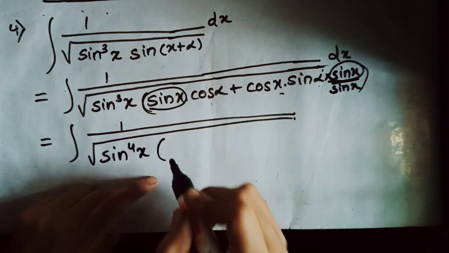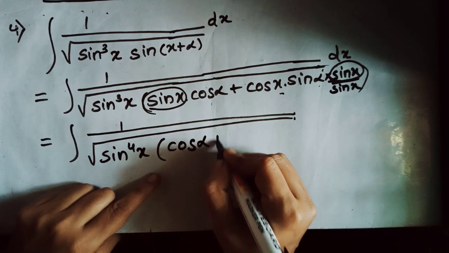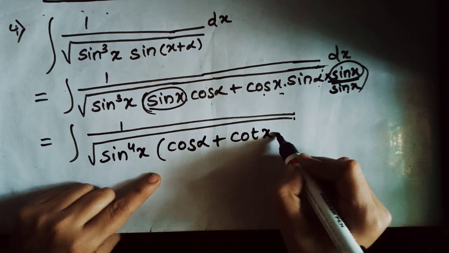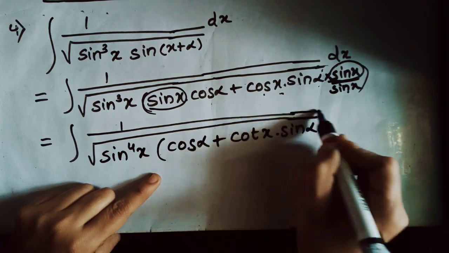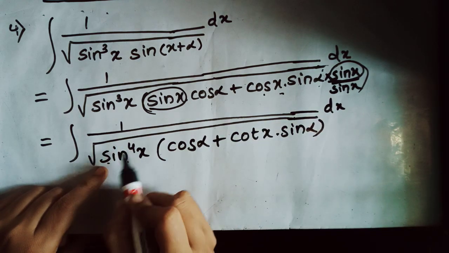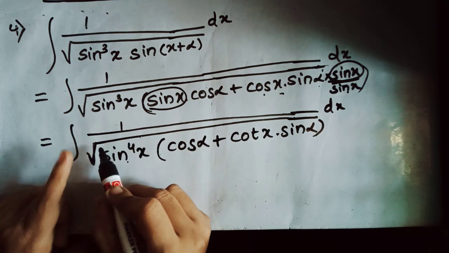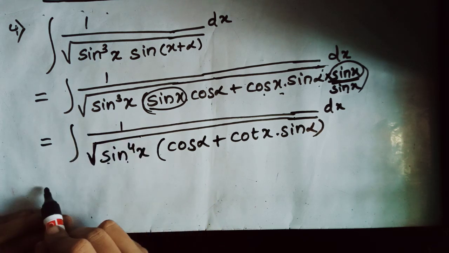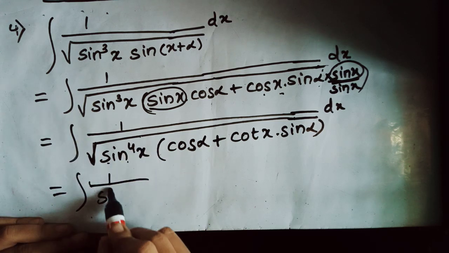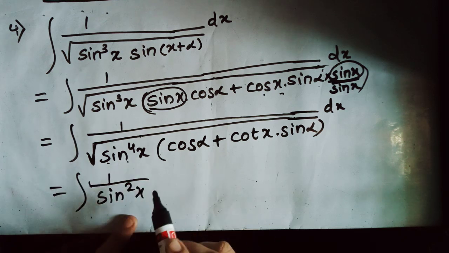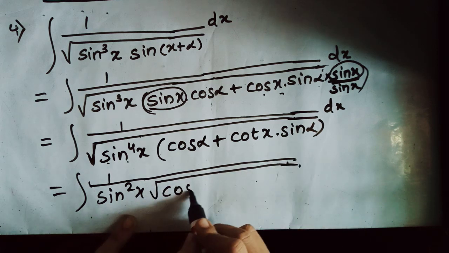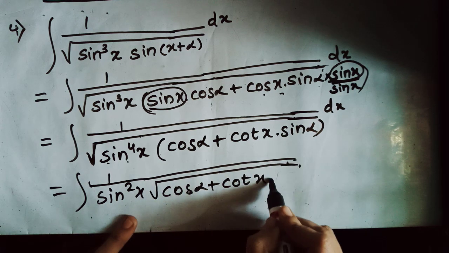See, so first you write cos alpha plus, now this cos x upon sin x becomes cot x, right, into sin alpha dx. If this is raised to 4, I can easily cut this root and raised to 4, so I can take this outside of the root. So this becomes 1 upon sin square x, correct, and this is your under root term cos alpha plus cot x into sin alpha.